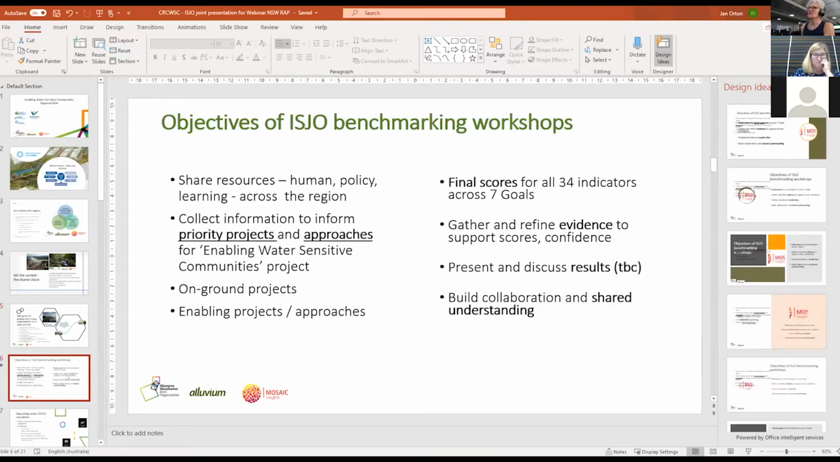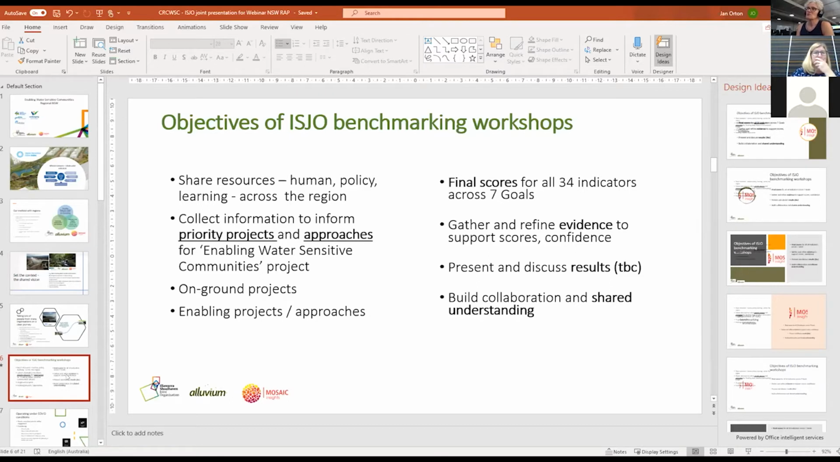So the objectives again on those benchmarking workshops was really a focus on sharing the resources across the region where, you know, in a bigger council, particularly, and Christy will talk about Blacktown, there's a lot of resources in the city councils that come together for the workshops, but in the regions, it's quite hard to actually get people to dedicate the time to come to the workshop. So we wanted to make sure that we were really demonstrating how the benchmarking process itself is a springboard for sharing resources, whether it's the human resources, policy resources, knowledge and learning across the region.